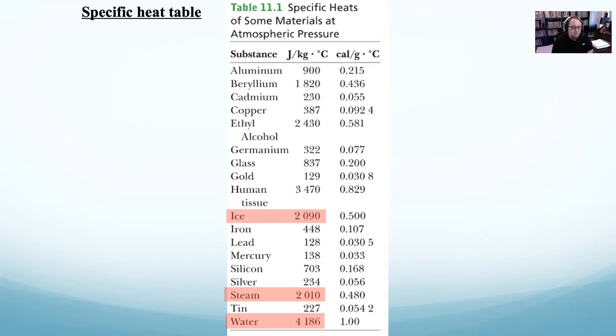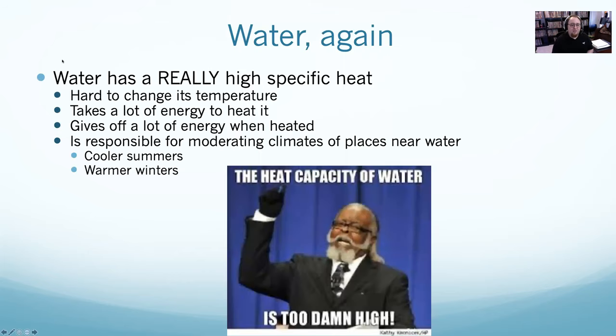That's going to be important. We're going to come back to that fact. But for now, know that it is constant with phase, not with chemical composition. That H2O is all three of these, but they have different values. As I already said, water has a very high value. It's actually really hard to change the temperature of water. This takes a lot of energy.